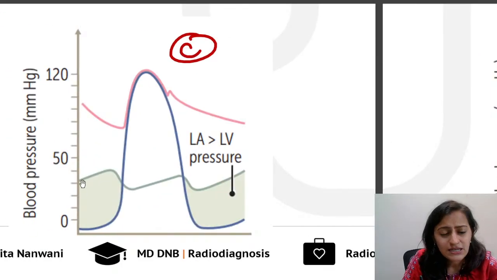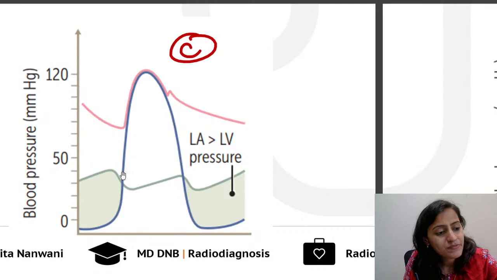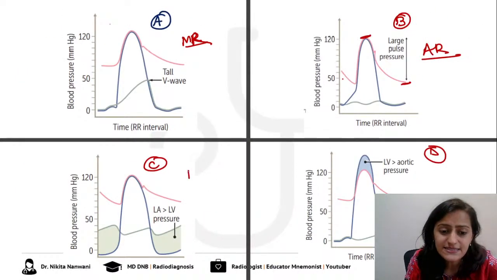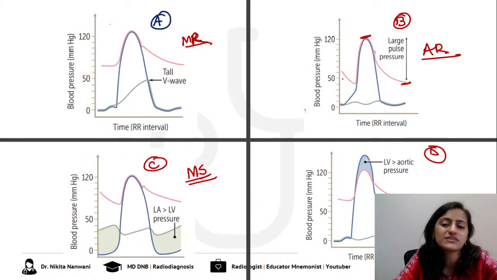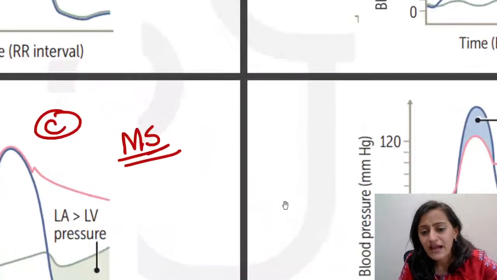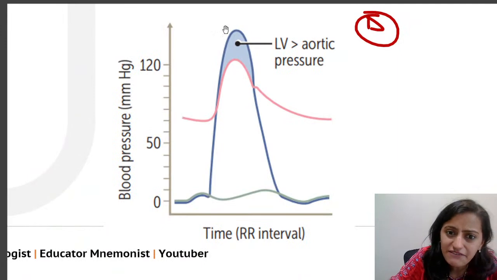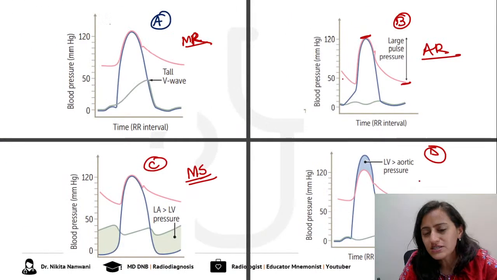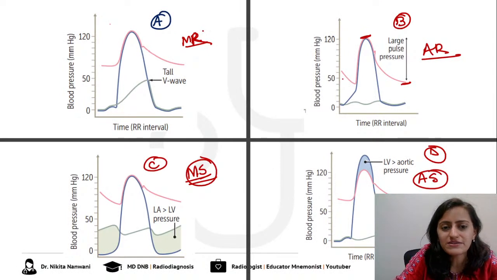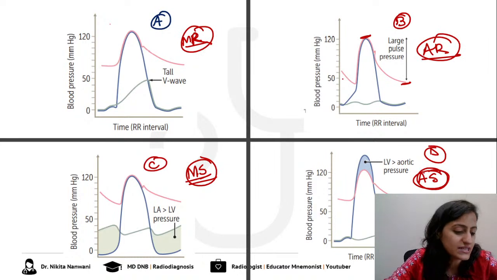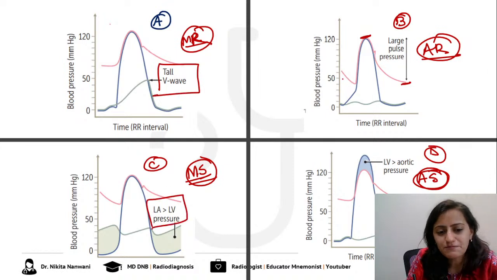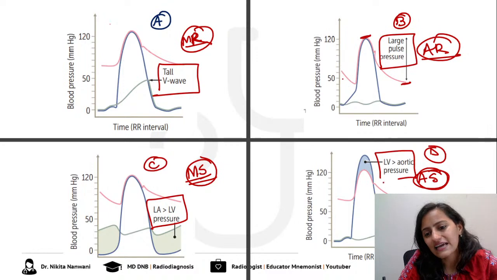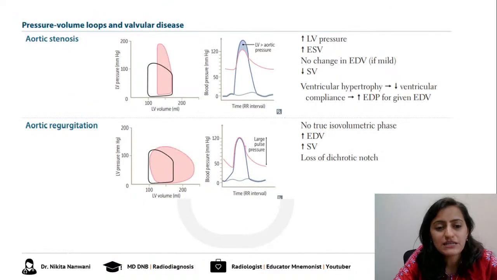This one, the graph C. What is graph C showing? Look at the left atrial pressure. It is high, right? At your 30-40 level. So basically this is mitral stenosis. Increased left atrial pressure, mitral stenosis. Increased left ventricle pressure, that is aortic stenosis. Okay? And this one, where you see the LV pressure going above the aorta pressure, this is aortic stenosis. So mitral stenosis, mitral regurgitation, aortic regurgitation, and aortic stenosis. These are the only points that you need to remember: tall V wave, LA pressure more, large pulse pressure, and the LV pressure is more. These points will help you remember these.